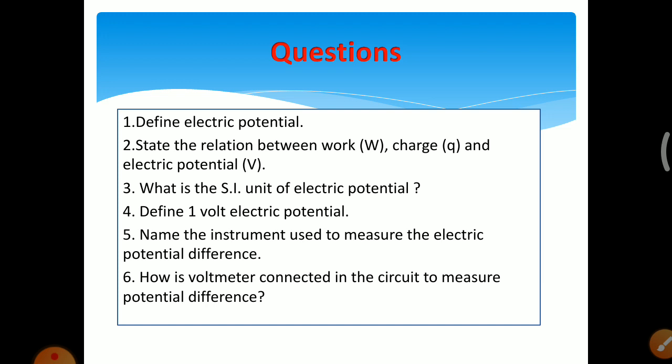And also you have to complete your subject enrichment activity, portfolio and multiple assessment. And you have to take your textbook. You have to mark the points that I taught in the video.